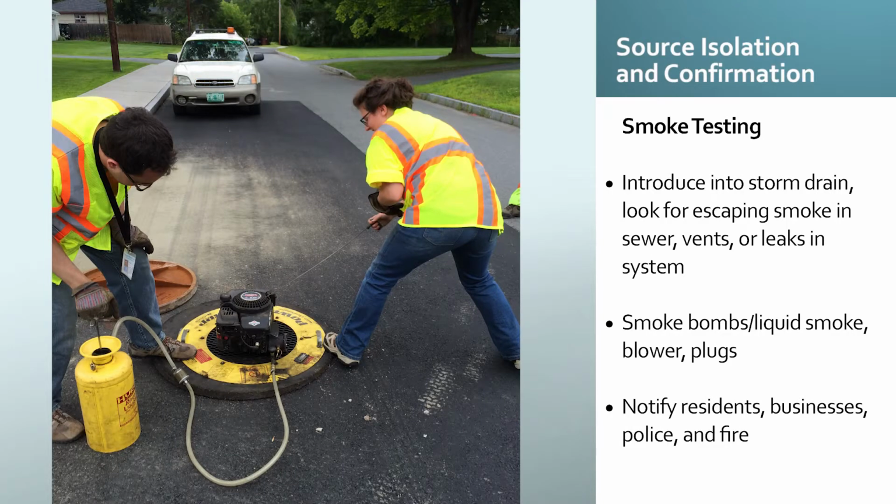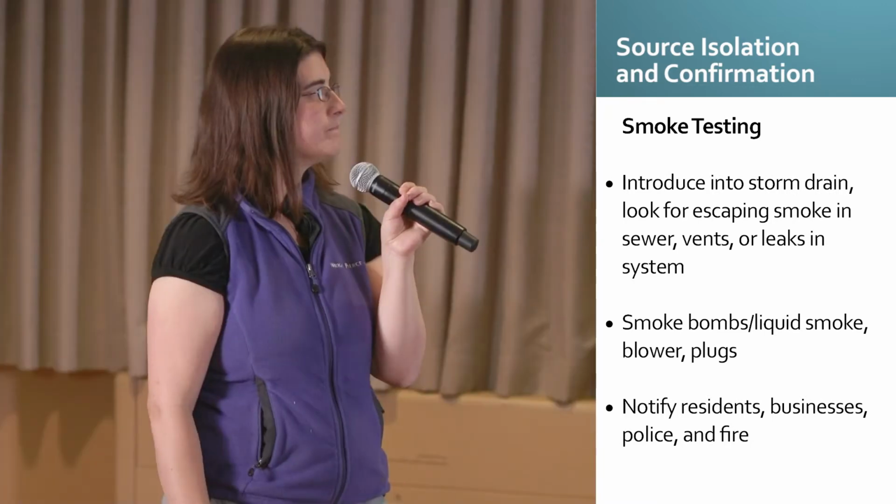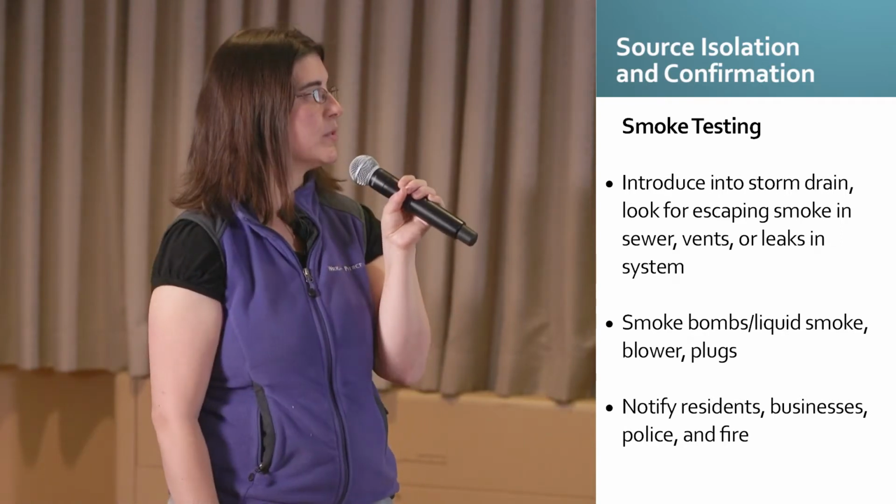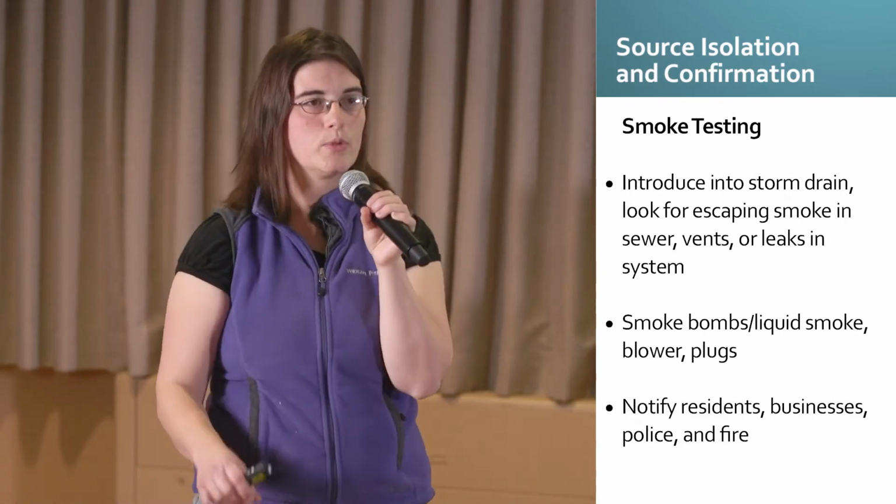So smoke testing, you introduce smoke into your storm drain and you look to see where it comes out. Is it coming out of sewer vents? Is it coming out of sewer manholes? Is it coming out of the ground? You look for evidence of where the smoke is coming. You can use smoke bombs or blowers, liquid smoke that both need to be connected to a blower. And then you need to plug and kind of isolate the system that you are trying to smoke test. You need to have a concentrated area with a concentrated amount of smoke. So you can plug your inlets with sewer plugs or sandbags, or some people use beach balls.